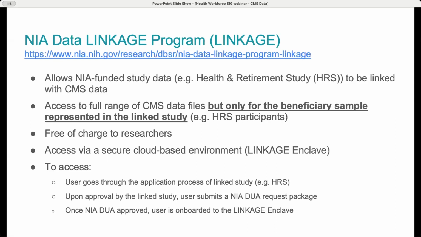So the data are free to access. You access it via a secure cloud-based environment, which is the Linkage Enclave, and you go through a DUA process, and you have to actually apply first to whatever the linked study is. So you would have to apply to use HRS data. They approve you, and then you go through an NIA data use agreement process. So this is another option, but again, there are limitations to it because it's only for a subset of beneficiaries.